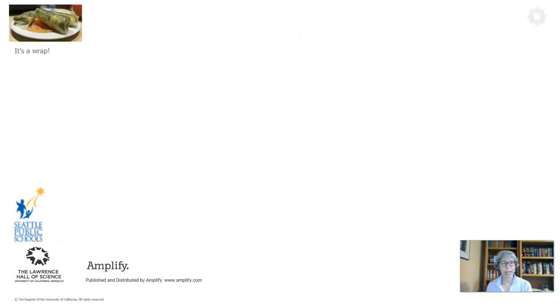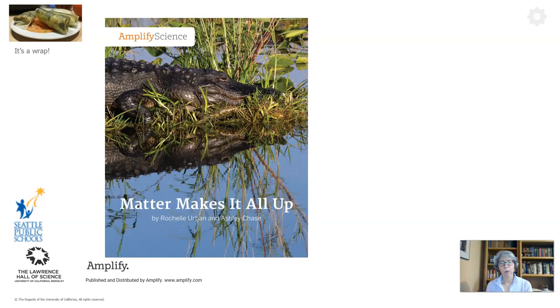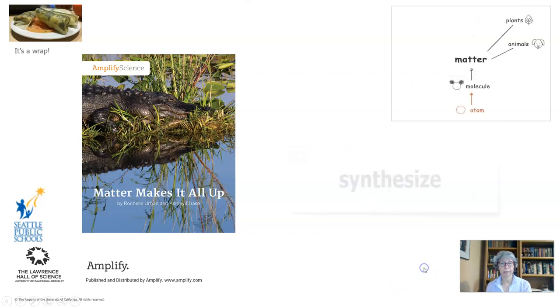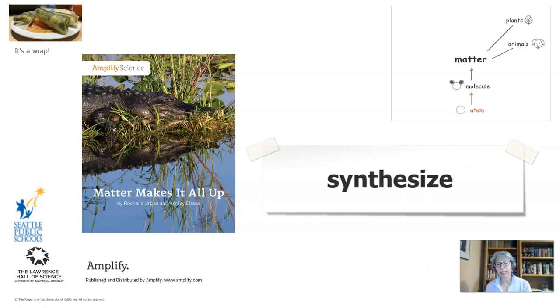All right, it's a wrap for today, everyone. Let's go back and look at the things that we've learned. We've taken a closer look at the book and learned about matter and atoms and molecules. We've made a matter chart to represent what is made of matter and what matter is made up of. And we've taken our ideas together and synthesized them into some new understanding. And when I see you next time, we will take a look at those new ideas and go deeper.